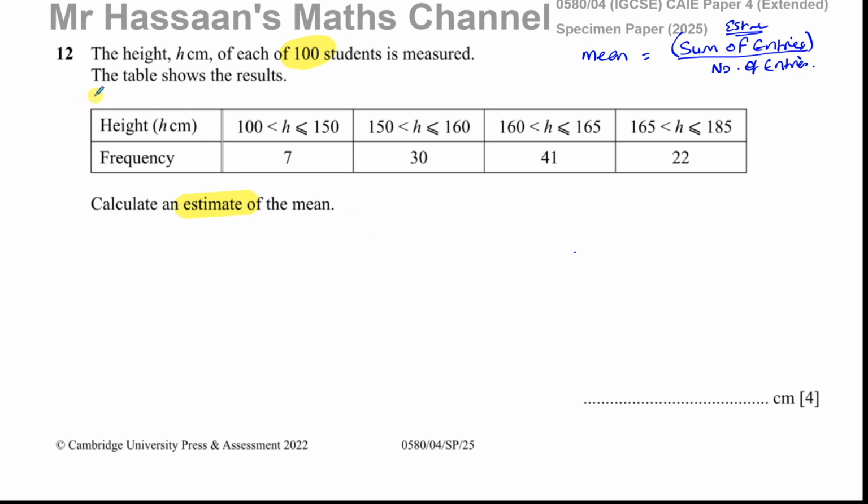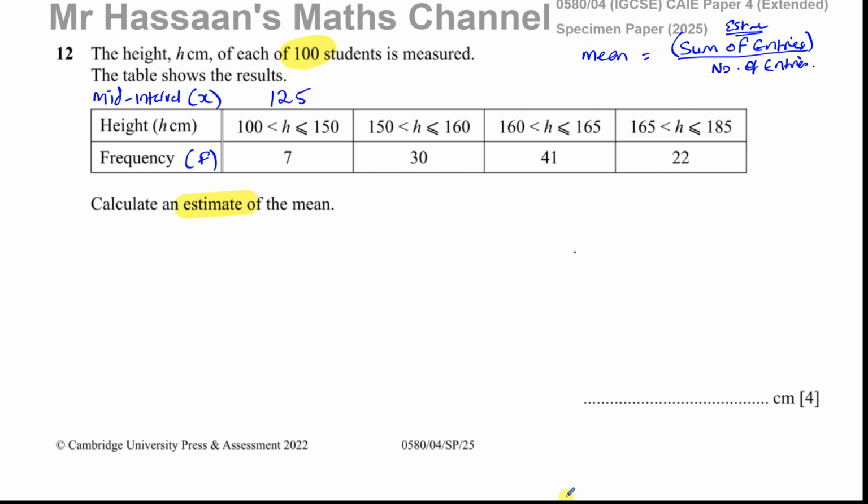So that's why we take what's called the mid-interval value, which we're going to call x, and this frequency, we call it f. When I want to estimate what these 7 entries add up to, I will just take this 7 and multiply it by the mid-interval value. So what's the mid-interval value? It's the value exactly halfway between these two numbers. So between 100 and 150, halfway is 125.